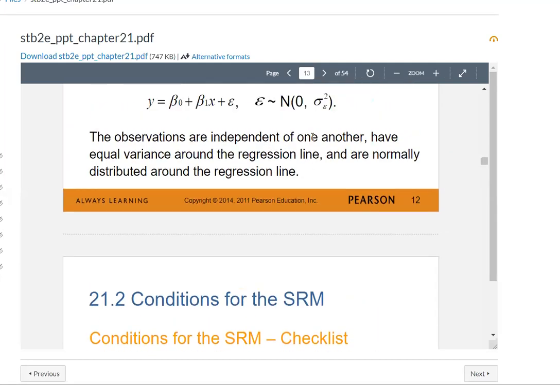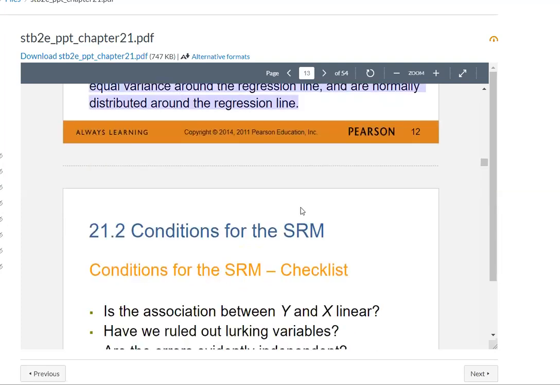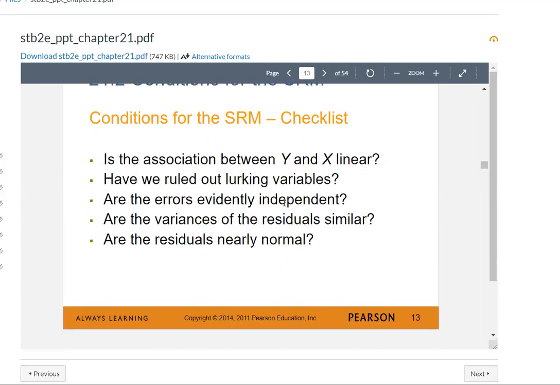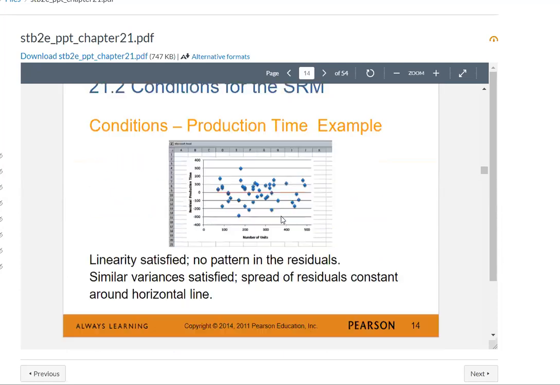We can see that one more time. We want the observations to be independent of one another, have equal variance around the regression line, and be normally distributed around the regression line. Okay, so that's what we just covered. That's what we expect to see when we have a residual plot.